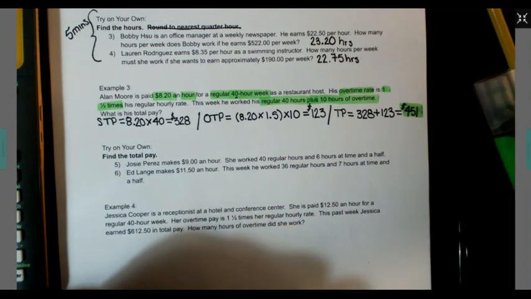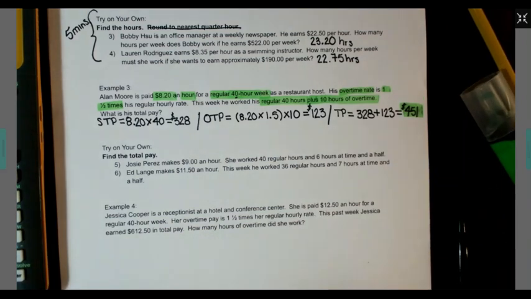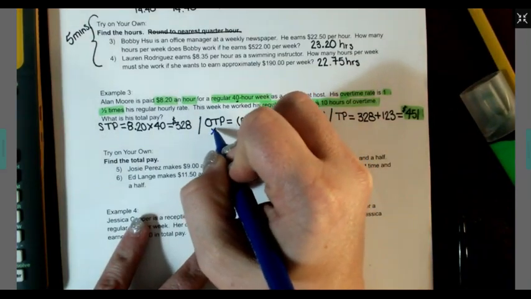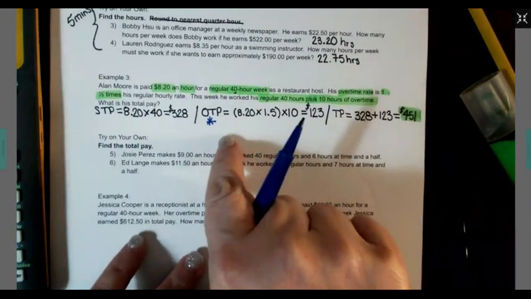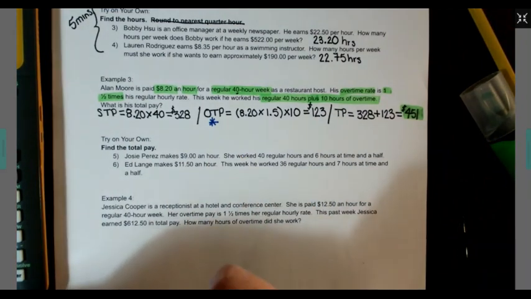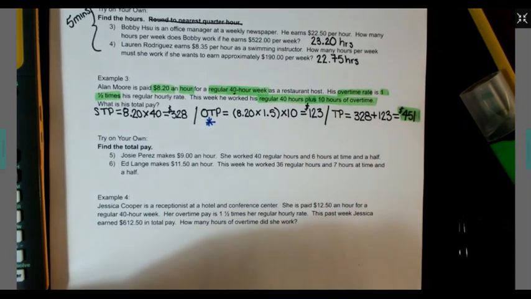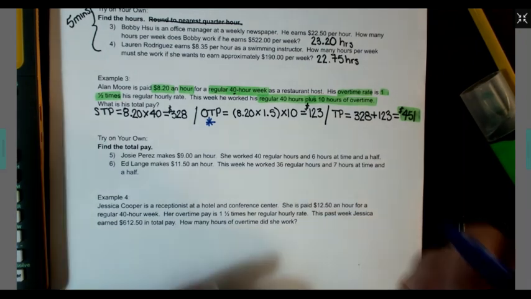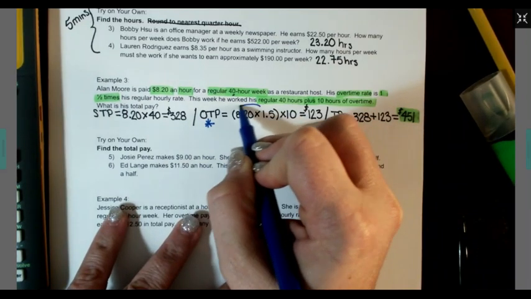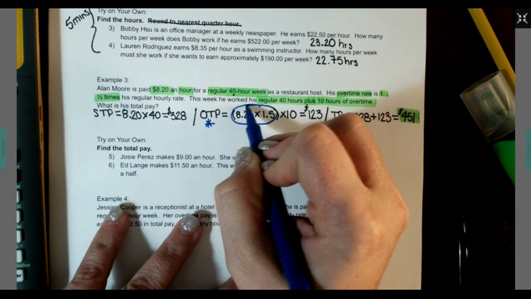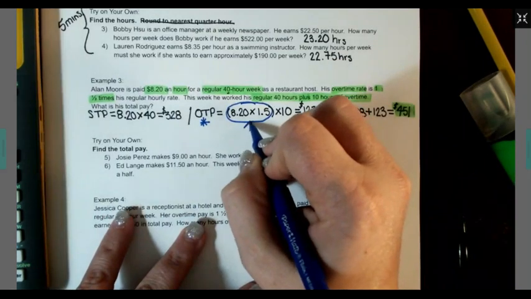I'm going to tell you where I'm going to see the biggest problems. This step right here. This is always the trickiest. It always catches everybody. So please make sure you're careful when you get to this point and you remember to do this step right here. Don't forget.